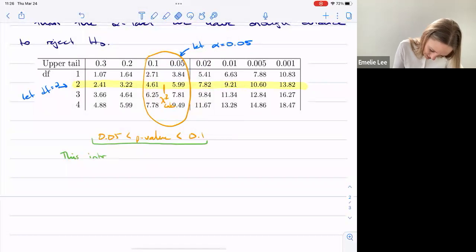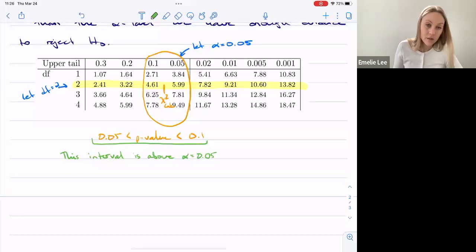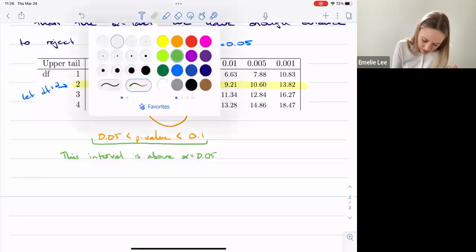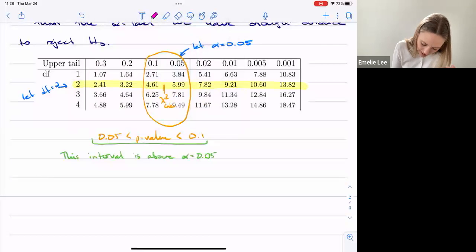I can't write today. Oh, can't even fix my writing today. This interval is above alpha equal to 0.05. So you don't have enough evidence to reject H0, right? Whereas let's say your calculated chi-squared is somewhere here.